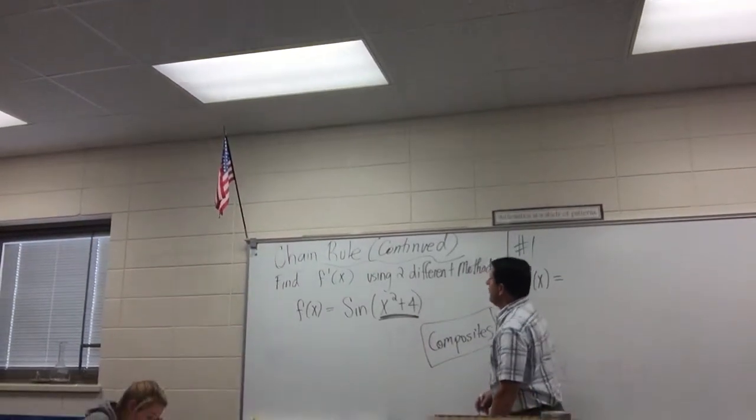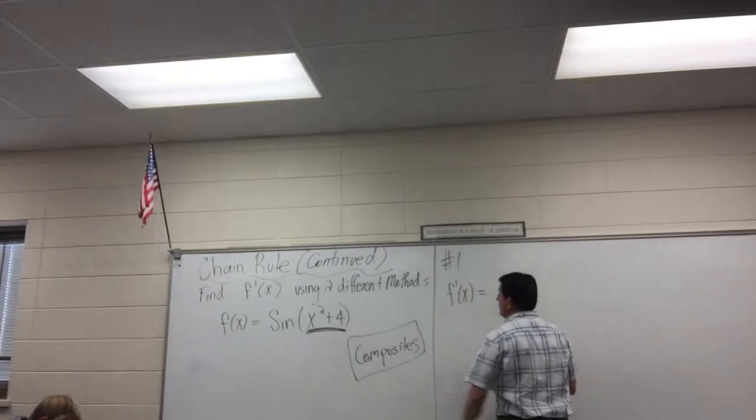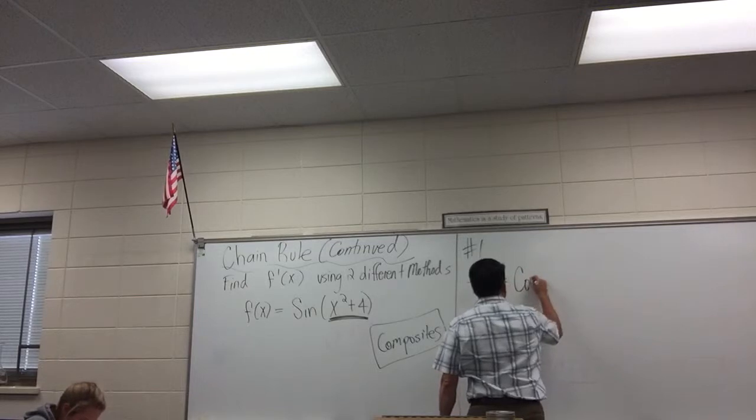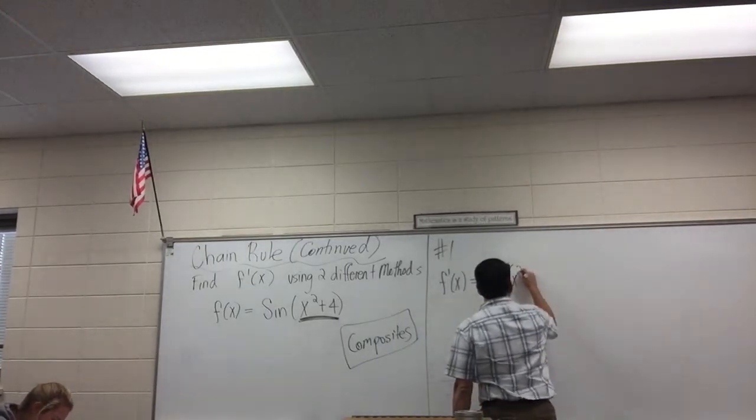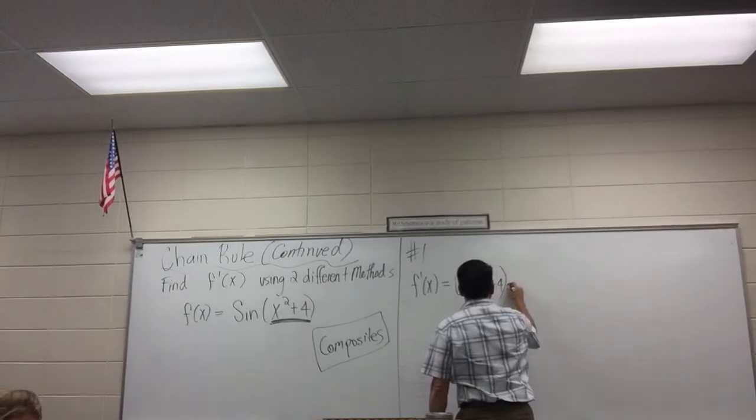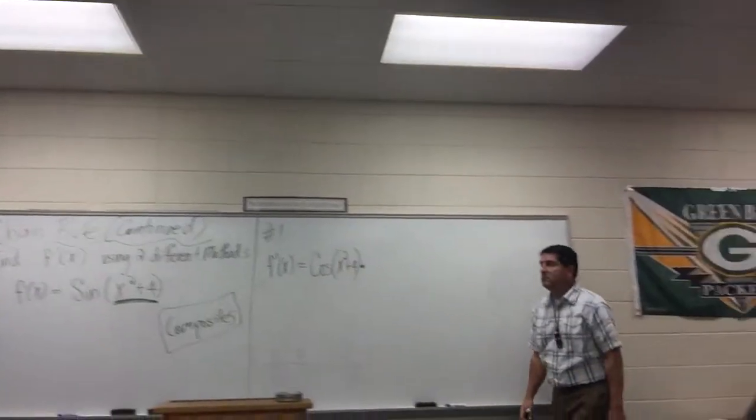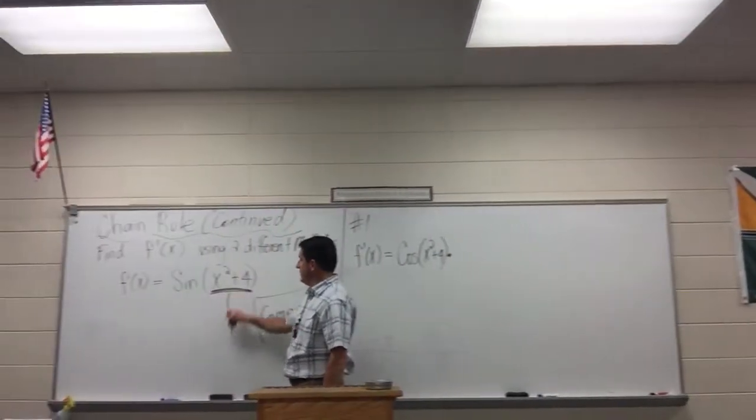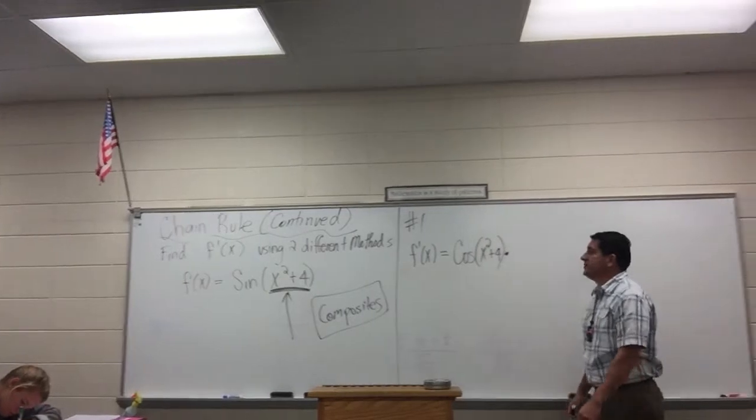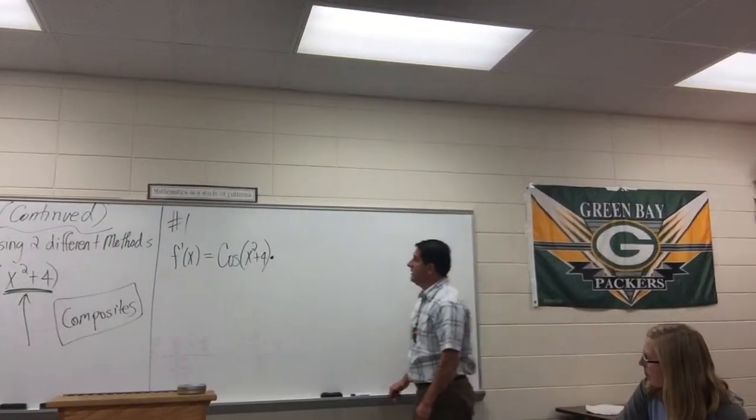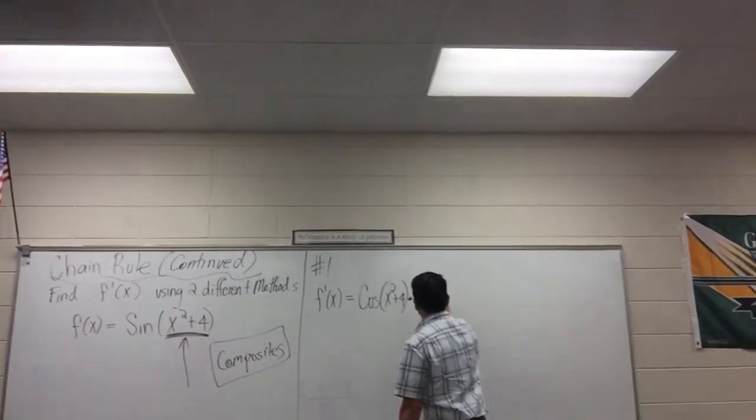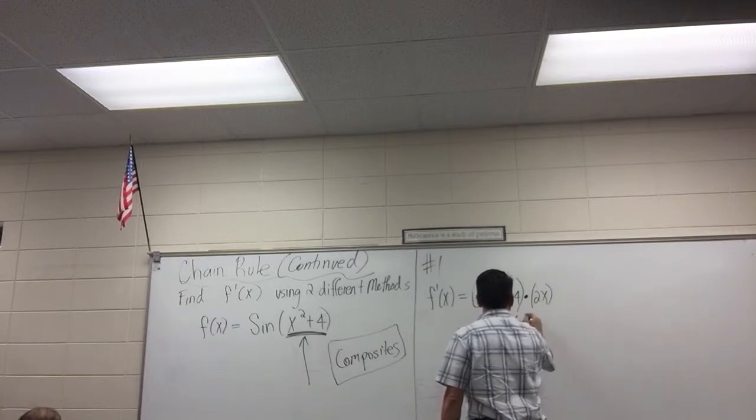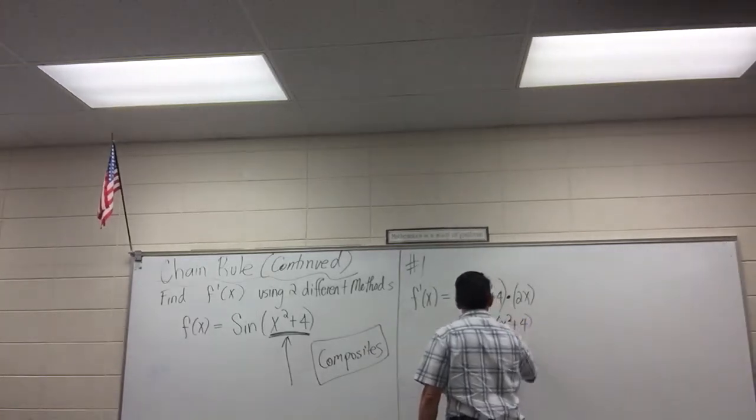So what we have to do here is we find the derivative of the sine, and that is the cosine. And so it's the cosine of the x squared plus 4. But the problem is we can't stop there. We then have to multiply by the derivative of what was inside. And so the derivative of x squared plus 4 is 2x. So the final answer is this.